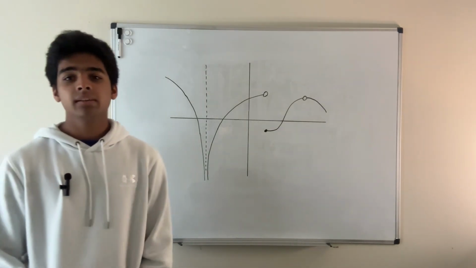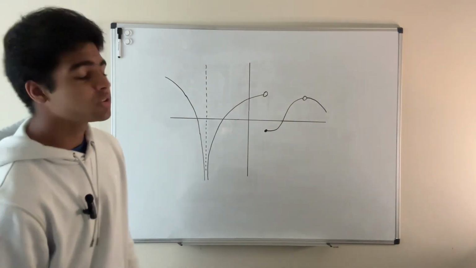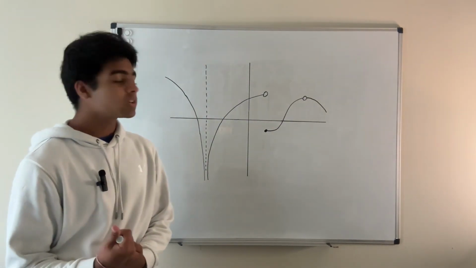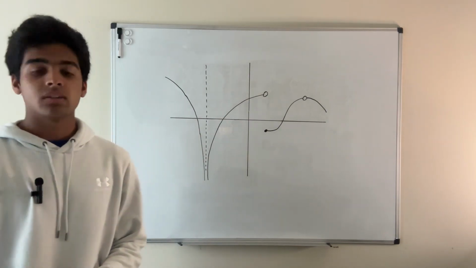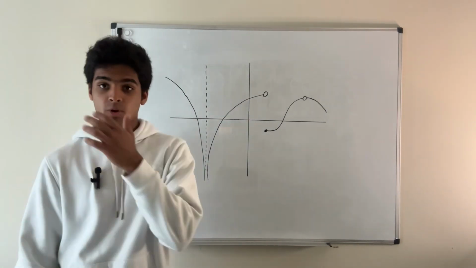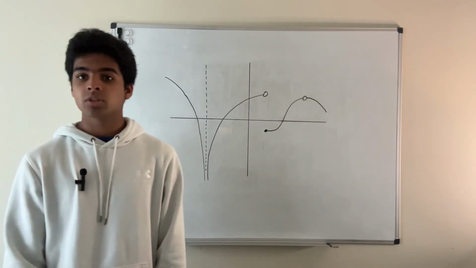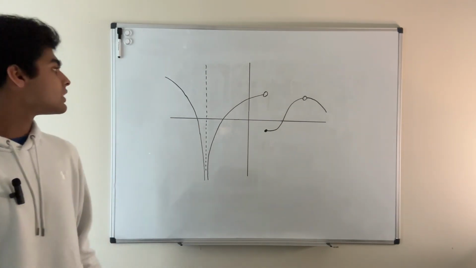Now this is a completely random graph that I've just drawn. Don't ask me what function this is because I would not be able to tell you. This graph has all three different types of discontinuities, so let's see if we can name all of them. If you want to pause the video right here and try to name them yourself, you can do that. Otherwise, I'll just do them right now.